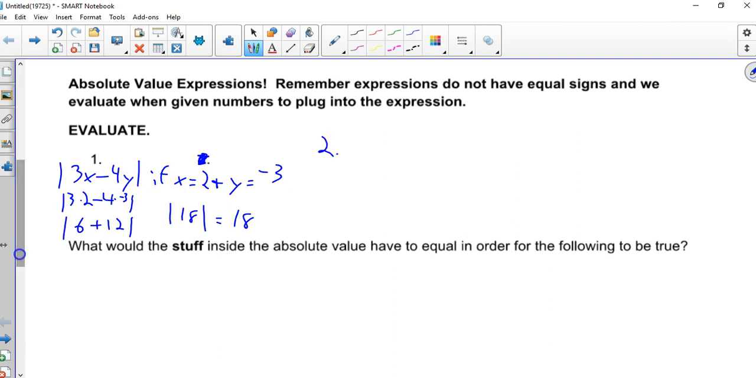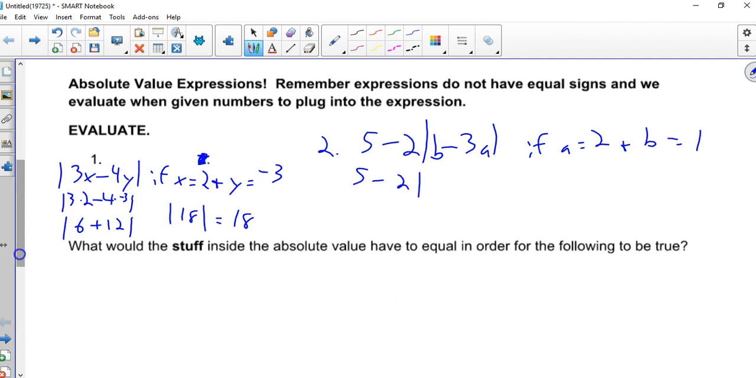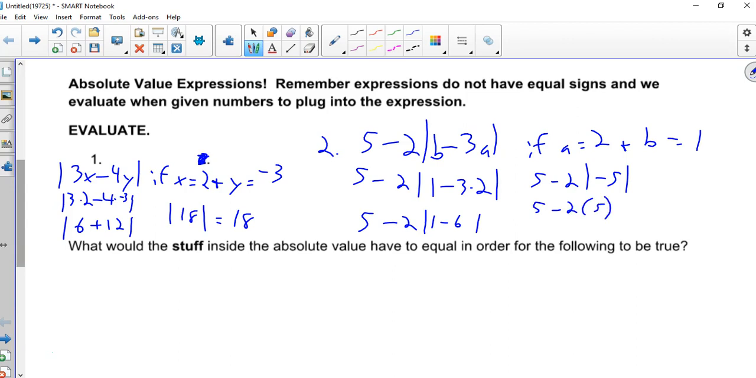Our second one, 5 minus 2 times the absolute value of b minus 3a, if a is 2 and b is 1. You already have this on your papers. For some reason it didn't print. So I'm going to substitute: 5 minus 2 times the absolute value of 1 minus 3 times 2. 5 minus 2 times the absolute value of 1 minus 6. 5 minus 2 times the absolute value of -5. The absolute value of -5 is 5, because -5 is 5 away from 0, so we have 5 minus 2 times 5. That gives us 5 minus 10, which equals -5.